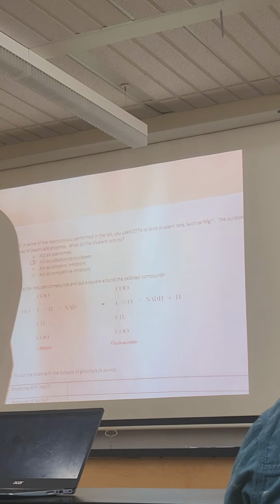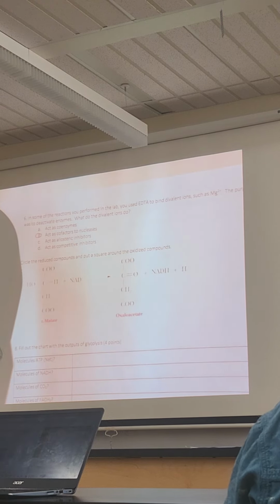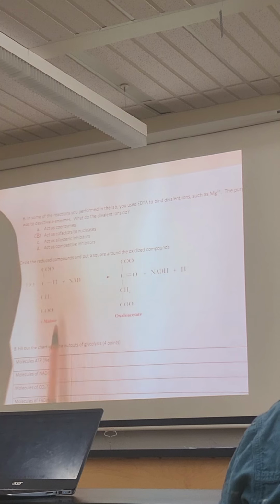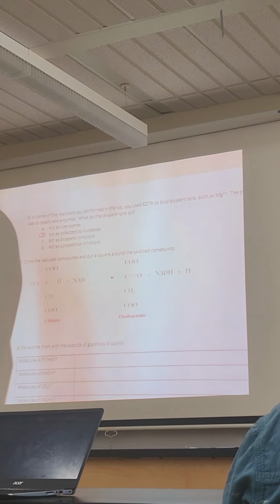All right. So the number 7, this is kind of getting at, we talked a lot about oxidation reduction and being able to identify which one is oxidized, which one is reduced. So we're circling the reduced compounds. So we have on one side malate, the other side has oxaloacetate. Between these two, which one is reduced?